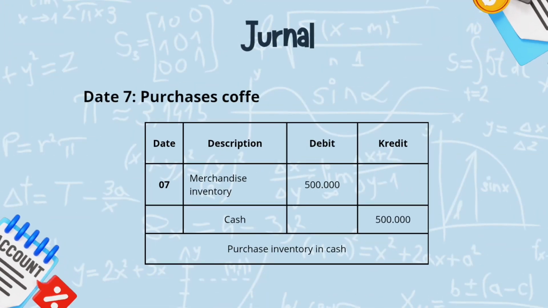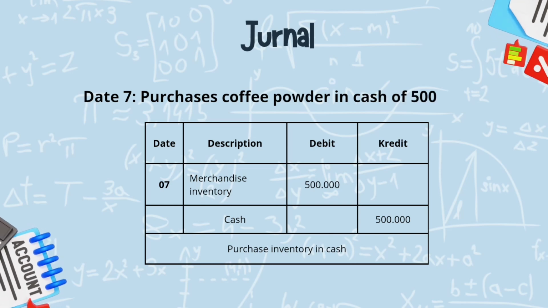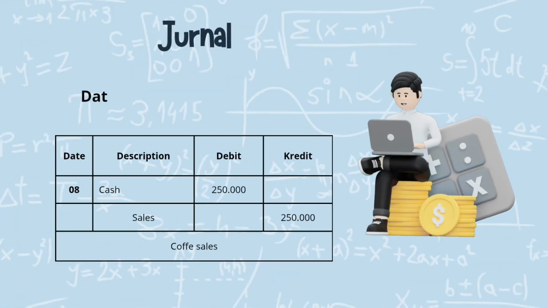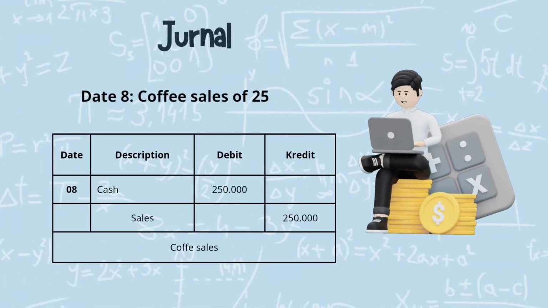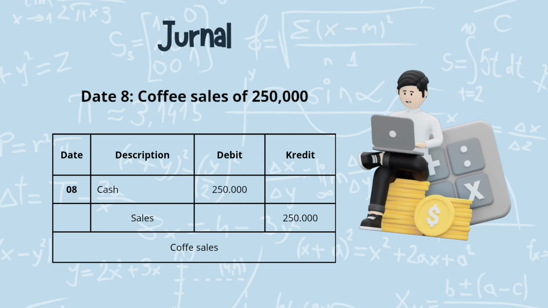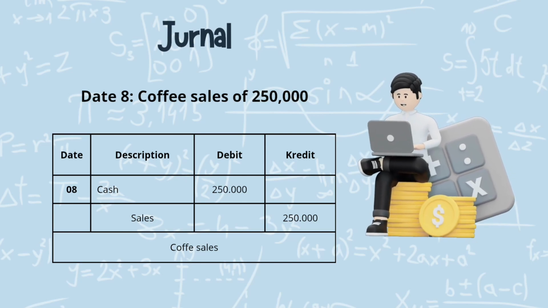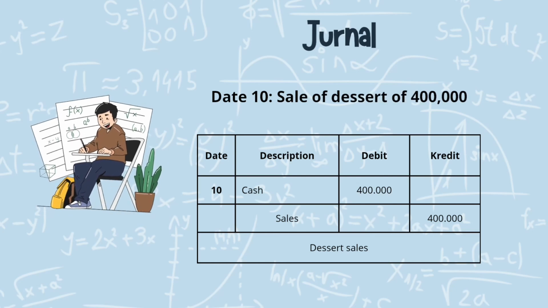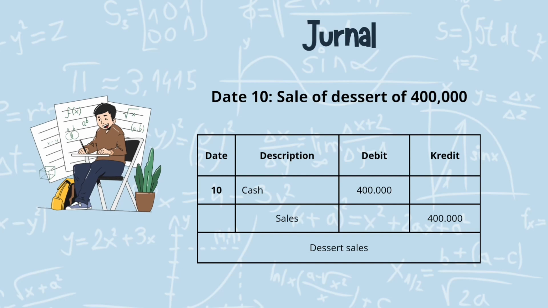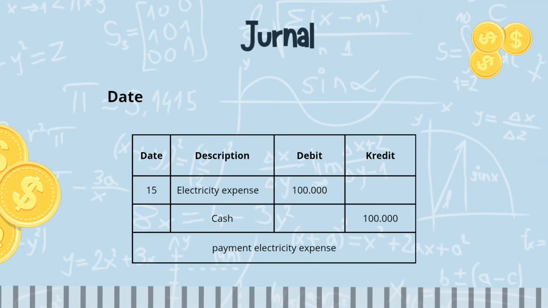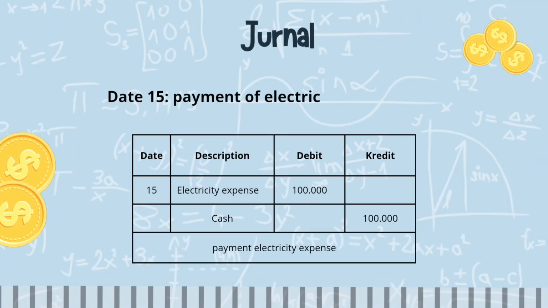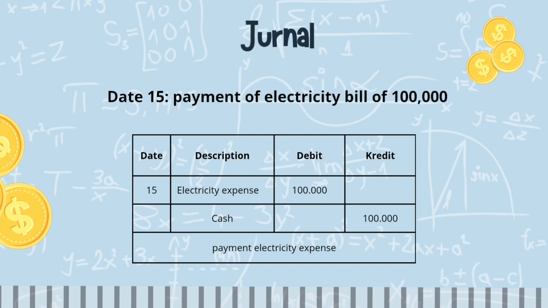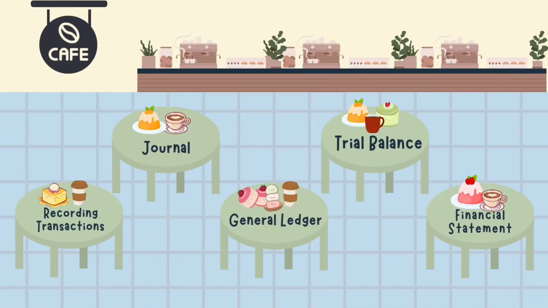On the 7th, there was a transaction to purchase coffee powder in the journal with merchandise inventory increasing in debit and cash decreasing in credit, each by 500,000. On the 8th, a coffee sales transaction occurred in the journal with cash increasing in debit and sales increasing in credit, each by 250,000. On the 10th, there was a dessert sales transaction in the journal with the cash balance increasing in debit and revenue increasing in credit, each by 400,000. On the 15th, there was a transaction for payment of electricity expenses in the journal with the electricity expense balance increasing in debit and cash decreasing in credit, each by 100,000.